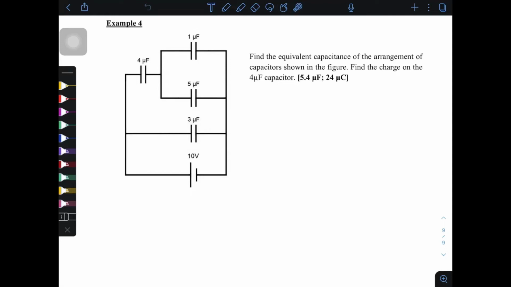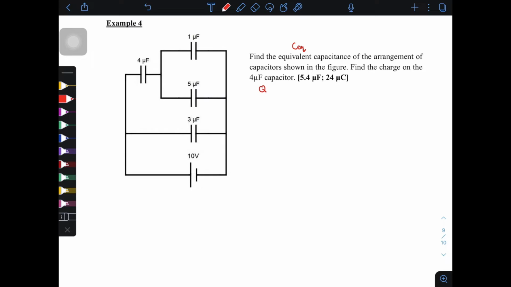Okay, example 4. Find the equivalent capacitance of the arrangement of capacitors as shown in the figure. Find the charge on the 4 microfarad capacitor. So in this example 4, dia minta dua benda. The first one, equivalent capacitance, which is C equivalent. And the second one, dia minta charge on the 4 microfarad, Q at 4 microfarad.